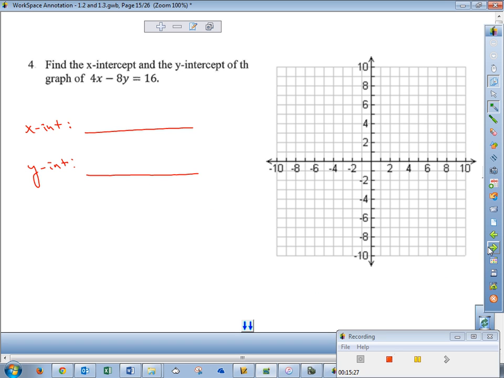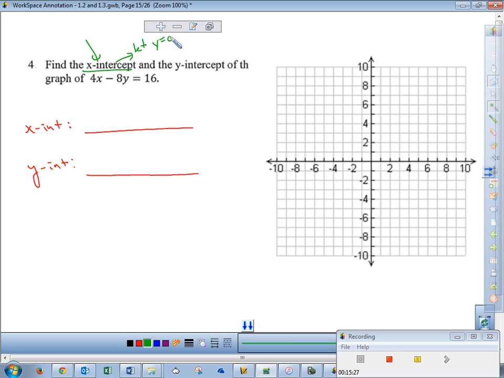Find the x-intercept and y-intercept of this. You don't have a graph. I just have one to show you after the fact. This is in standard form because it's ax plus by equals c. To find the x-intercept, you let y equal 0. I think you should put these two blanks right here: x-int equals, y-int equals, blank.